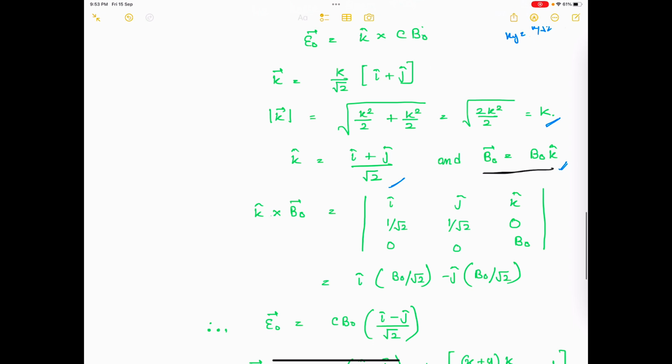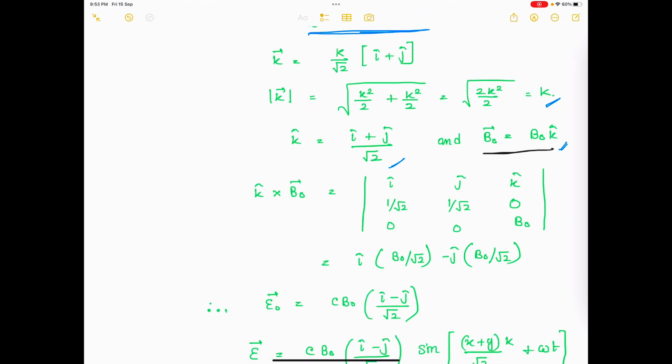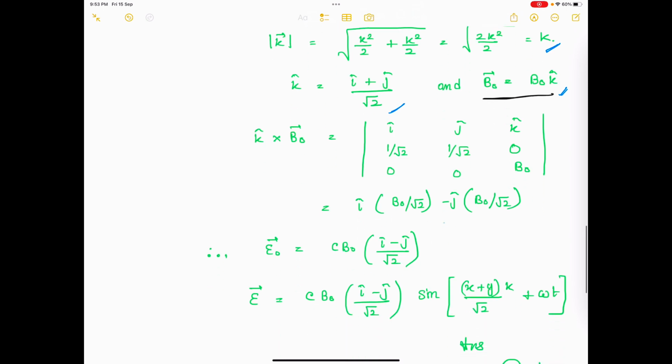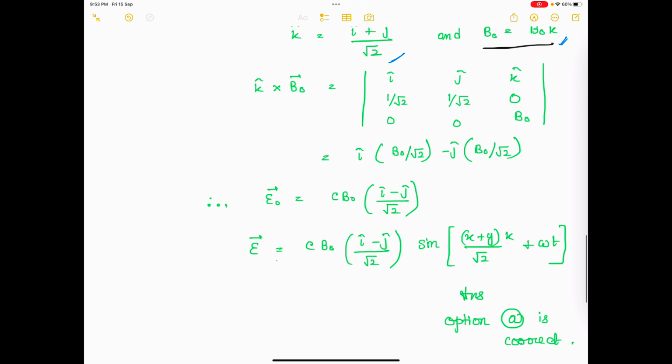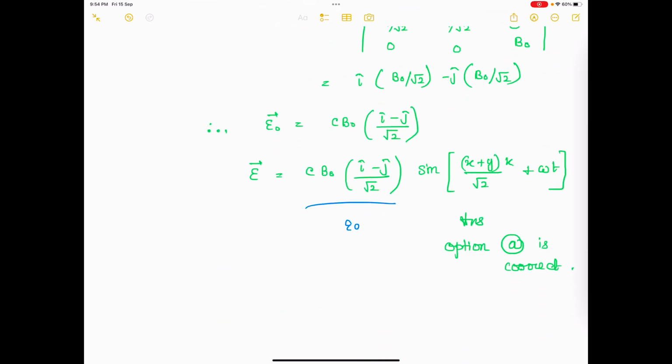Now just do this cross product because we need to find out E naught from this particular expression. C is a constant, C I can multiply later. So K cap cross B naught, if I do, it's 1 by root 2, 1 by root 2, and this is B naught. So solve this determinant, we get the result, then multiply by C. So we get C into B naught (I cap minus j cap) by root 2. Therefore the electric field E naught, which we have found out by using this particular expression, comes out to be C into B naught (I cap minus J cap) by root 2 into sine of the entire term which is there in the B also. So it is the same. Therefore, just remember this: C B naught (I cap minus J cap) by root 2.